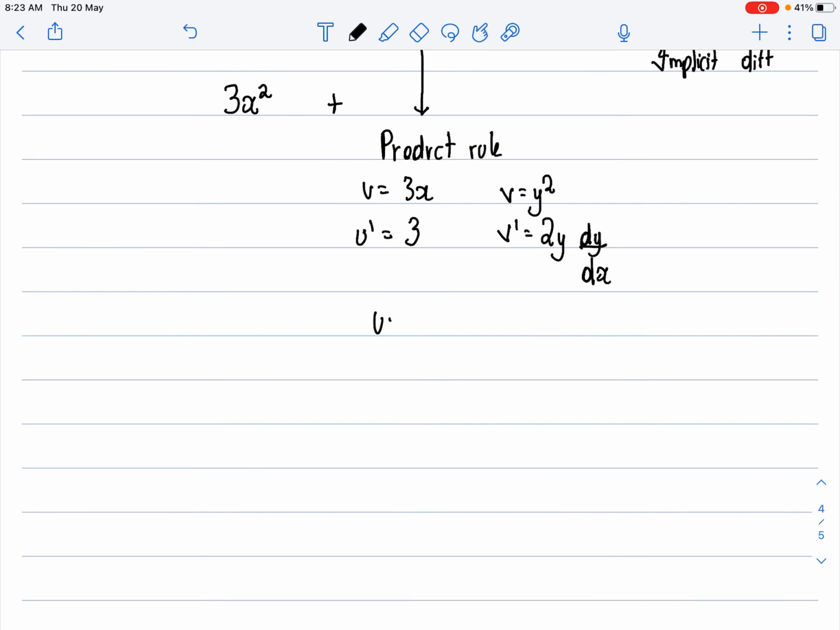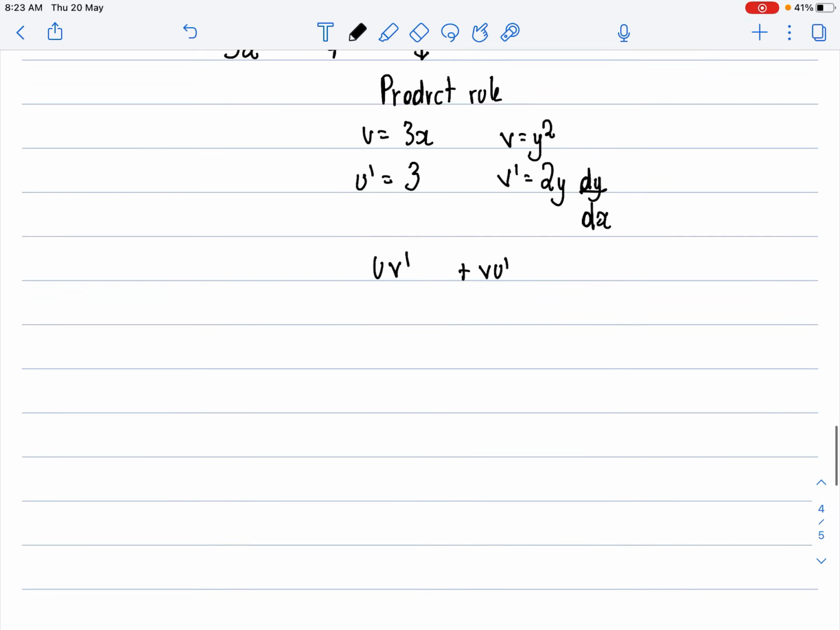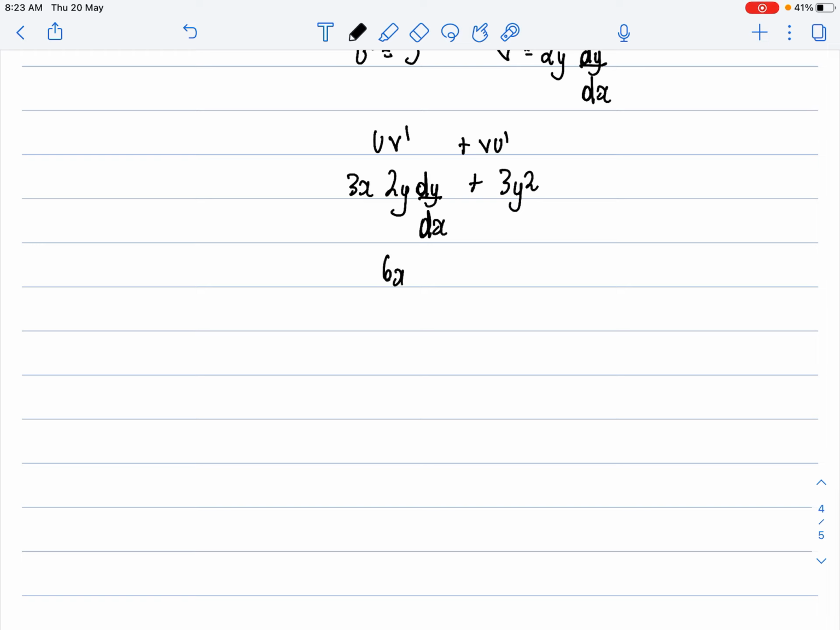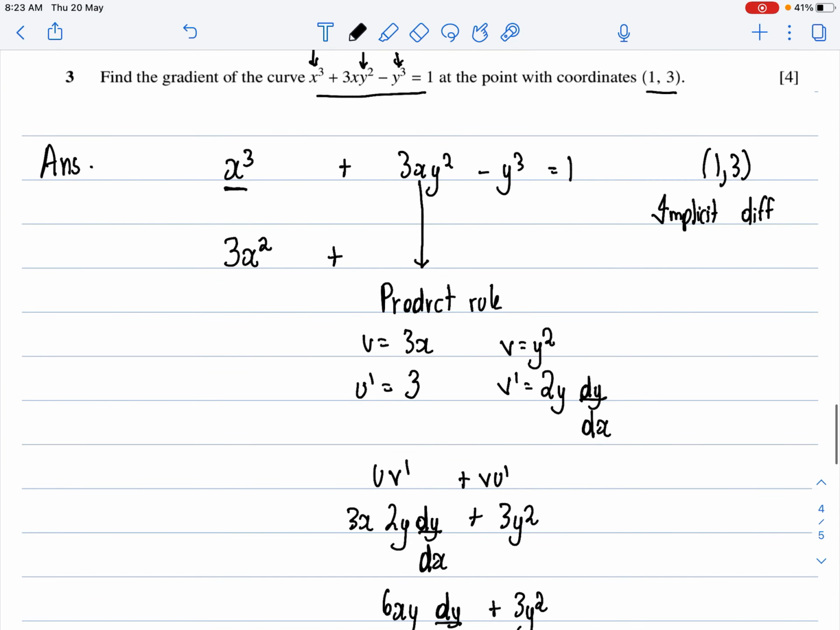Now the product rule formula is simply uv dash plus vu dash. So uv dash is basically 3x into 2y dy by dx, plus vu dash, which is 3y square. So now I can write this as 6xy dy by dx plus 3y square. Correct? Now I need to differentiate the next term. So minus y cube will basically be minus 3y square.